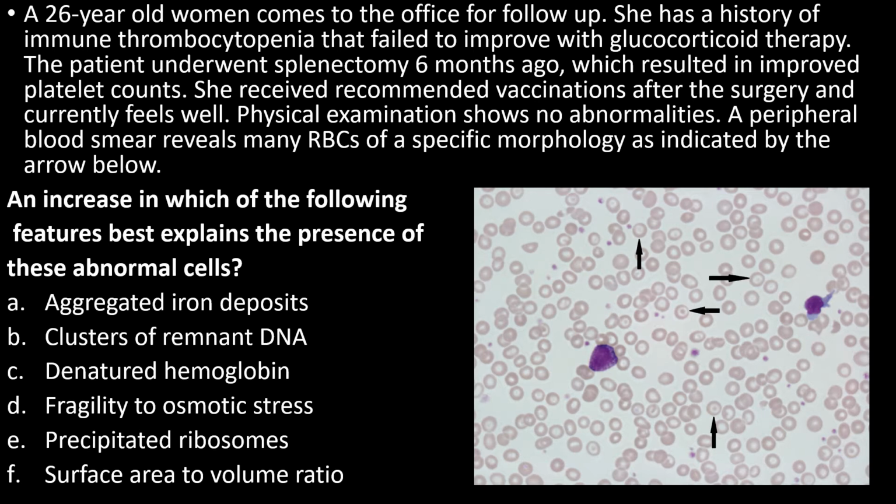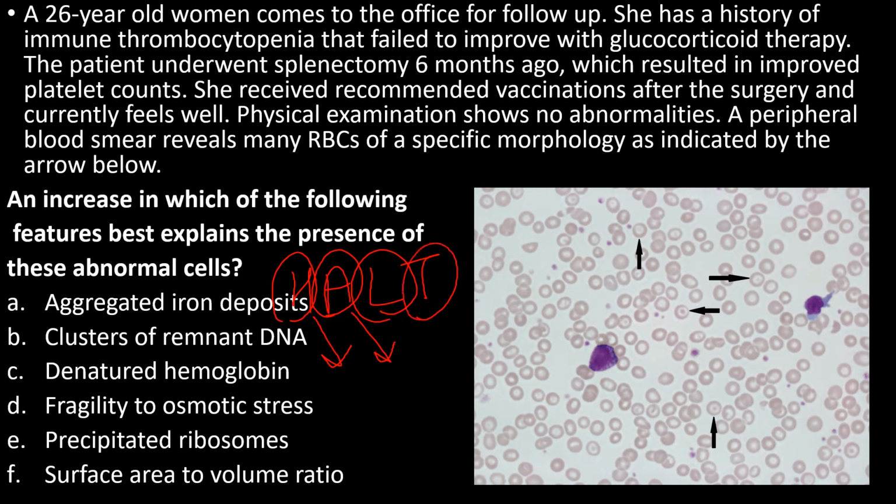Target cells occur in patients with the following. A mnemonic to remember the presence of target cells is HALT, where the H stands for hemoglobin, A stands for asplenia, L stands for liver diseases, and T stands for thalassemias.